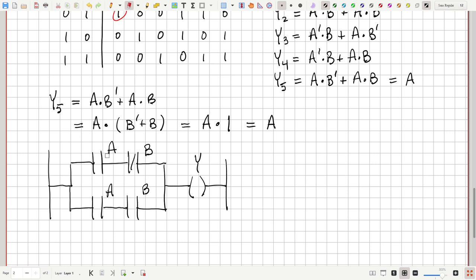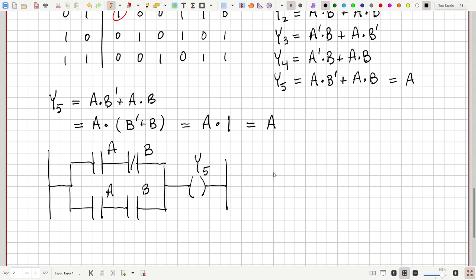Certainly, if A is 0, that means this contact is open and that contact is open, then there's no way for current to flow because these are both open. If A is equal to 1, well, then both of these contacts are closed. And then if B is 1, this contact is also closed, so you have a path here for current to flow. Or if B is 0, then this contact is closed because it's normally closed. And so current can flow that way. So B has no effect, ultimately, on the value of Y. It just depends on A. If A is 1, then Y will be 1. And if A is 0, Y here, which actually is, we're calling it Y5, will be 0.